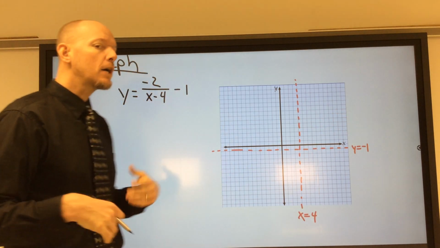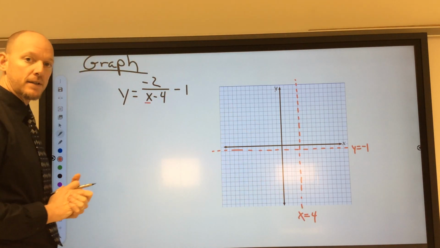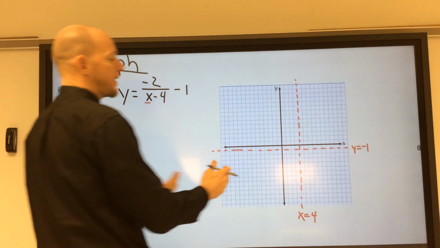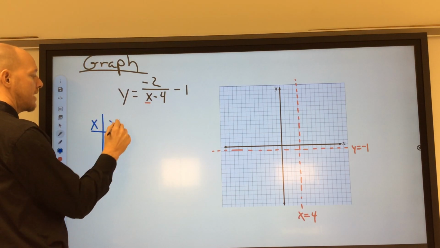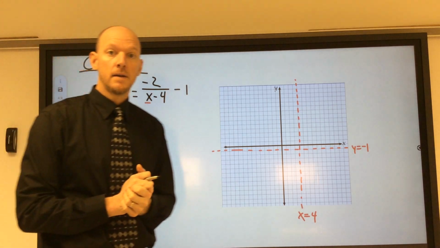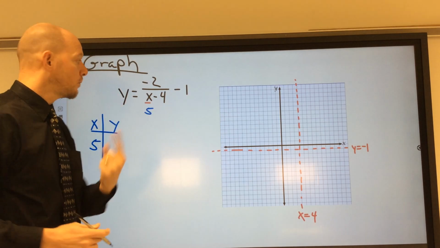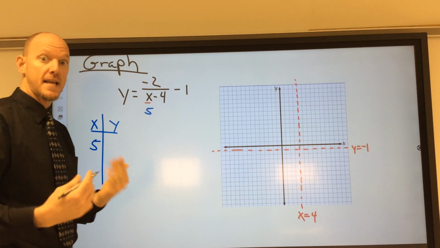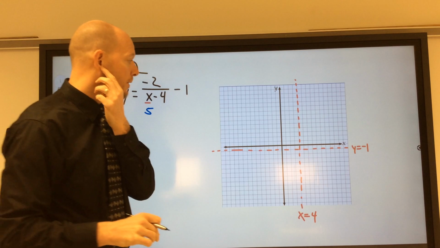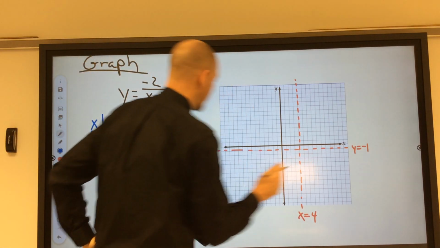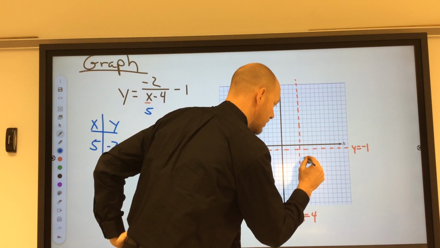Before I start plotting points, let's think about this for a second. 4 is a value I'm not allowed to substitute in for x. So let's think about the first integer value to the right. Let's substitute 5 in for x. I like substituting 5 because it gives me a denominator of 1. That's easy, because -2 divided by 1 is -2. -2 minus 1 gives me -3. So let's look at where that point is. That would take us to 5, -3.